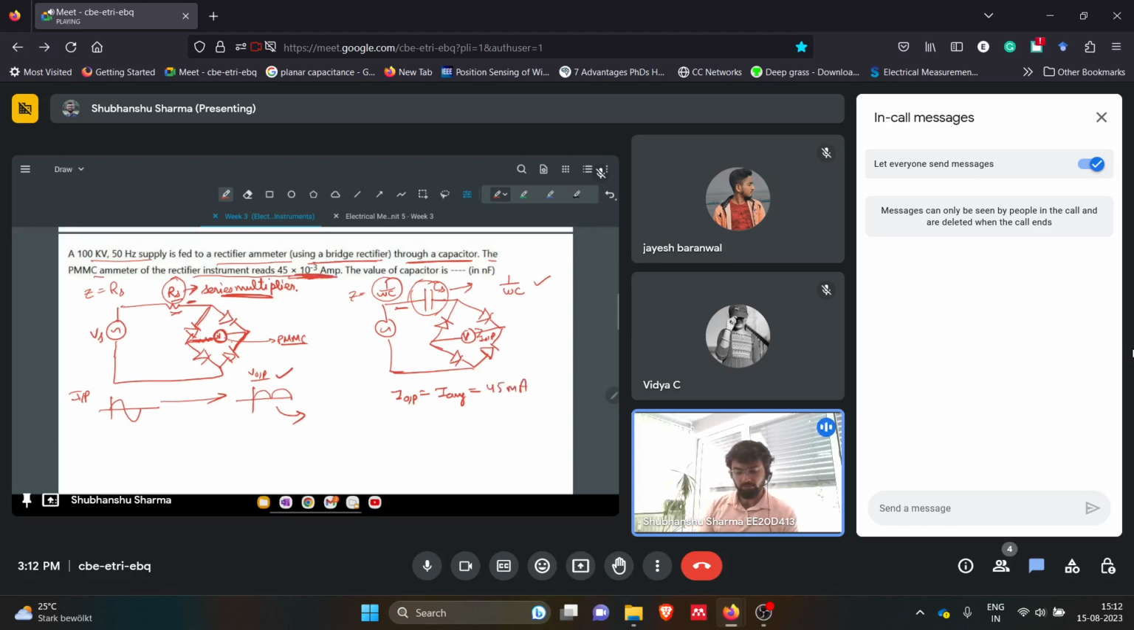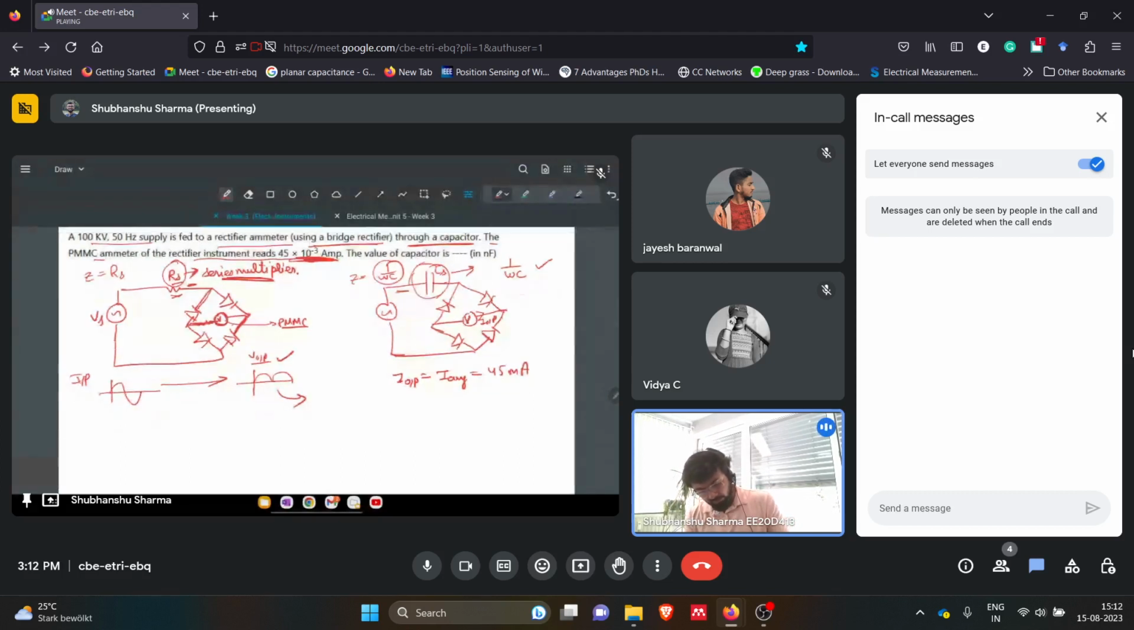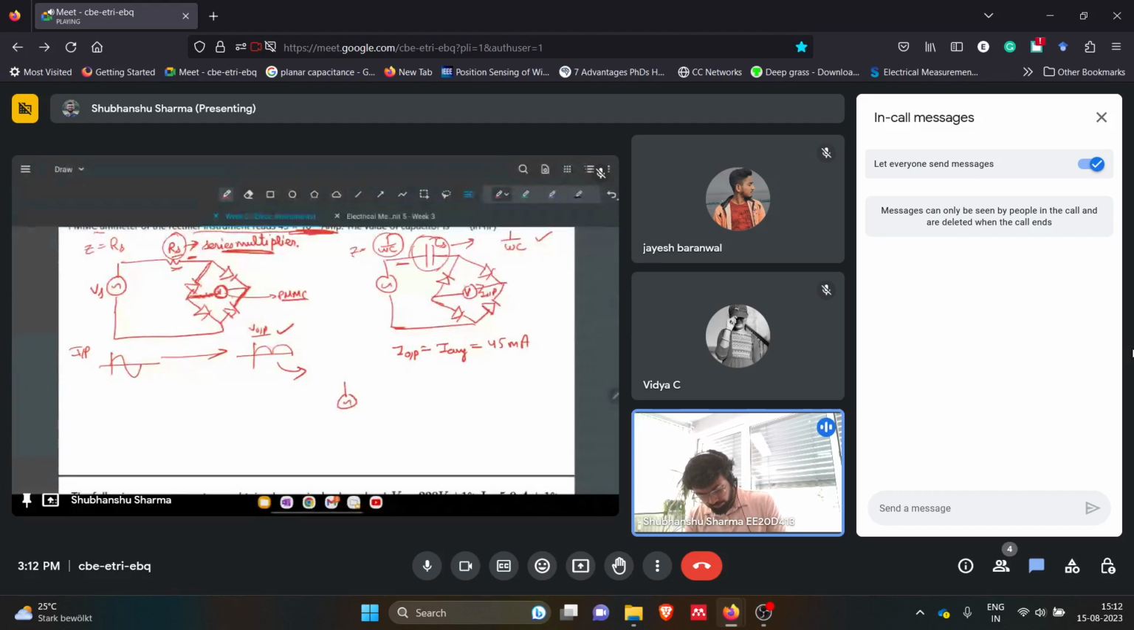Now they are asking for the value of the capacitor. Let's say for one cycle, this circuit will look like this. We have this capacitor, then this diode is off, this diode is on, this diode is off, we have this meter, and this diode is on. So the current will flow like this in one cycle, and in the other cycle it will flow through these two. In total, I average is the average voltage divided by the impedance of the branch.